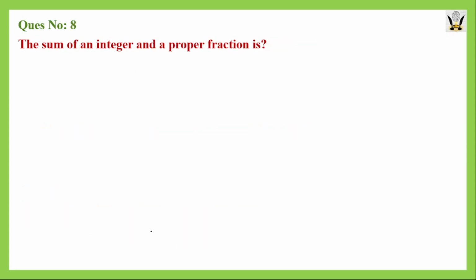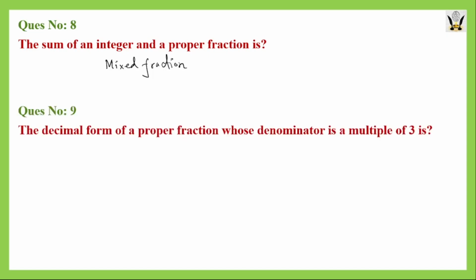Now the next question says the sum of an integer and a proper fraction is what? We know that is actually a mixed fraction. The next question says the decimal form of a proper fraction whose denominator is a multiple of 3 is what? We know that a proper fraction is that fraction where the numerator is always less than the denominator.